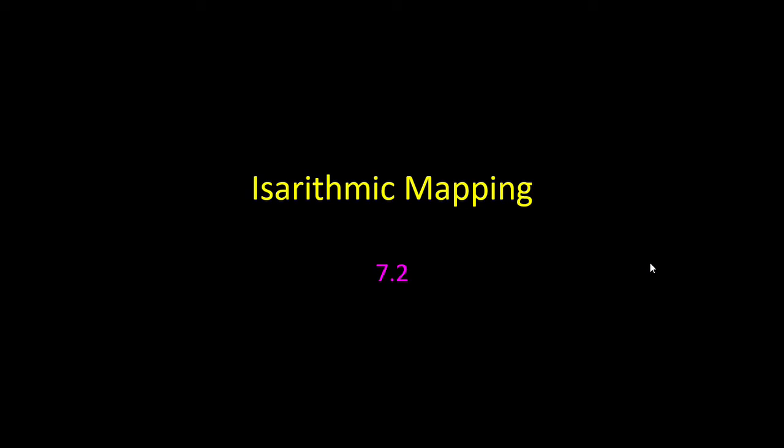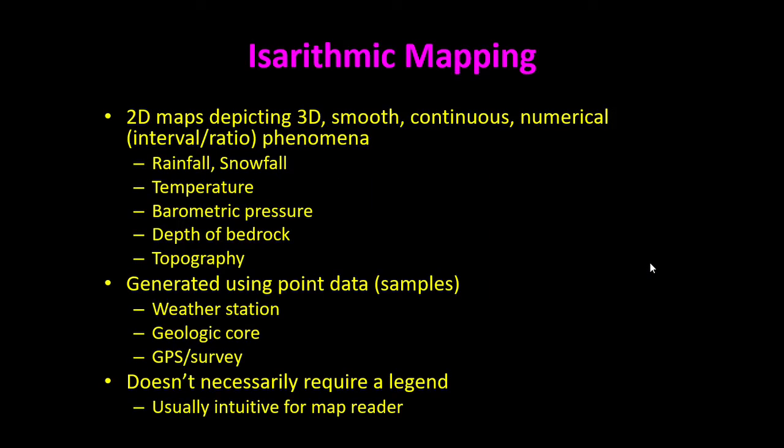Online lecture 7.2, we're going to be focusing on a type of mapping technique that uses interpolation called isorhythmic mapping. These are two-dimensional, but we can also make them three-dimensional maps that depict a three-dimensional, smooth, continuous numerical phenomena or attribute characteristic. What do I mean by that? Three-dimensional, it has what we call a z-value.